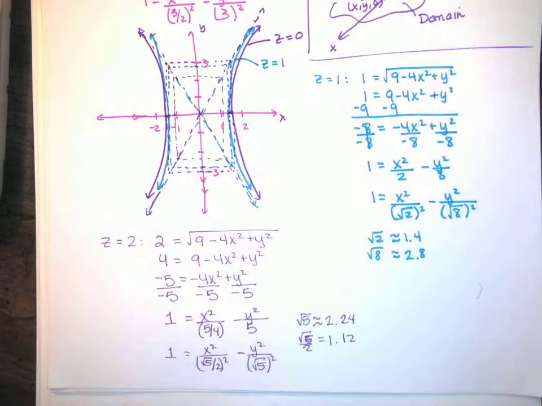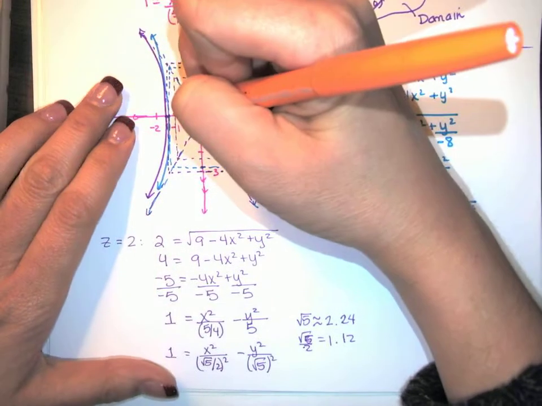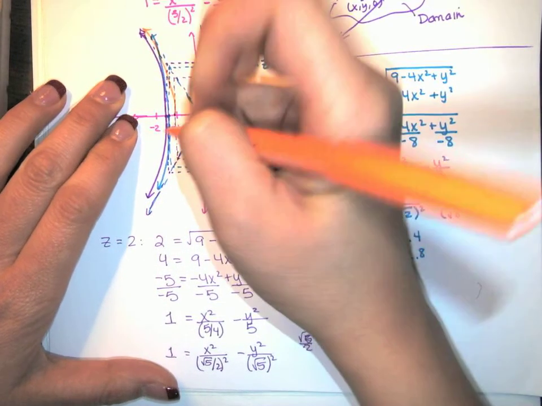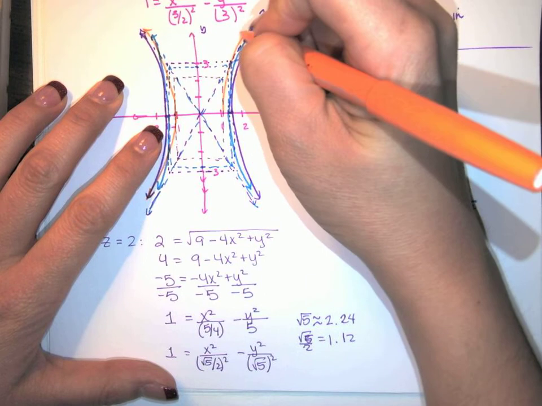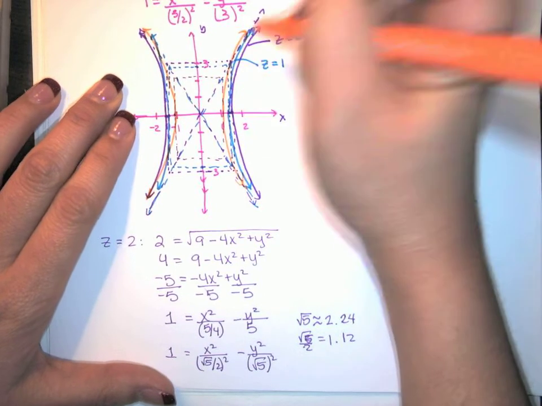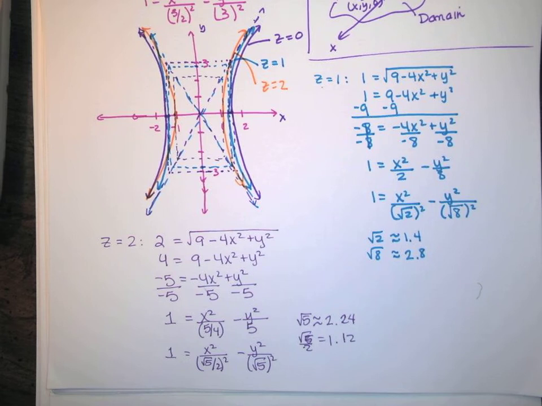Hyperbolas are pretty much the same. And I'd like to draw branches in a different color. I'm going to use this orange. And remember, that is z equals 2. And say, okay, gosh, what's happening?